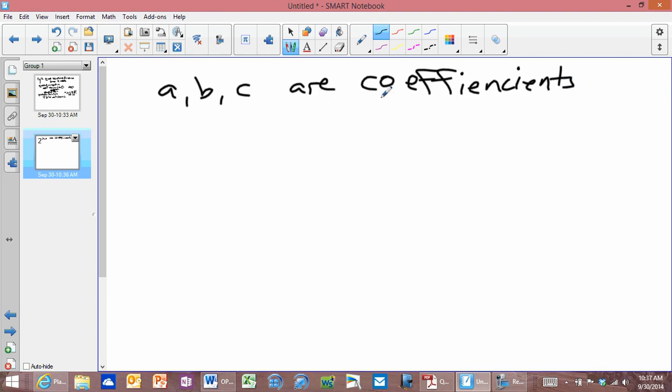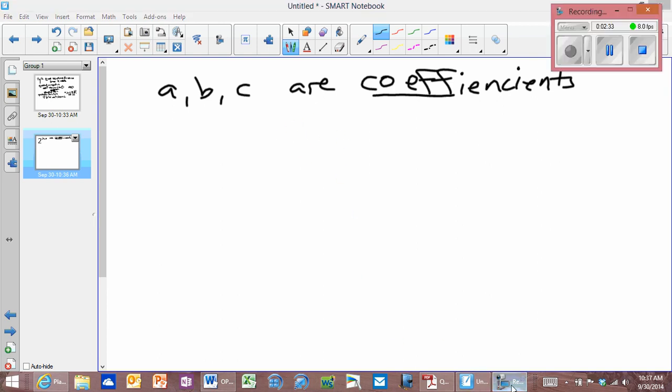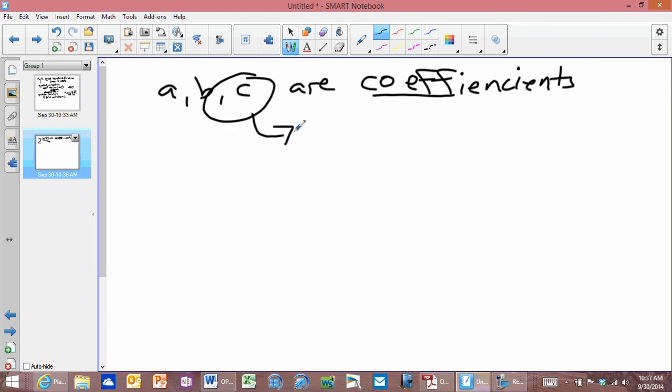So when I talk about coefficients, this is really supposed to be one word. It's not supposed to be two like I have it written. Coefficients are strictly just the number in front of the variables. And actually, never mind, a and b are coefficients, but c is a constant. So c is a constant, the other two are coefficients.